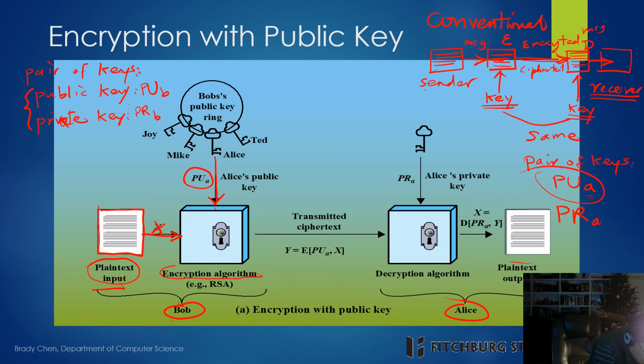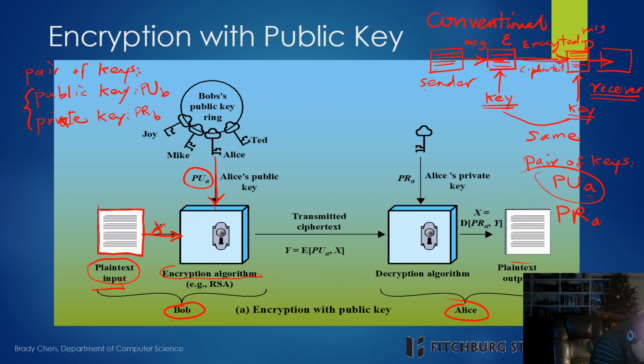Okay, so since this is Alice's public key, Bob can easily get that key, because Alice's public key is open to everyone. Same as Bob's public key. It's actually for everyone, so everyone can have access to Alice's public key. So Bob wants to send a plain text message X to Alice.